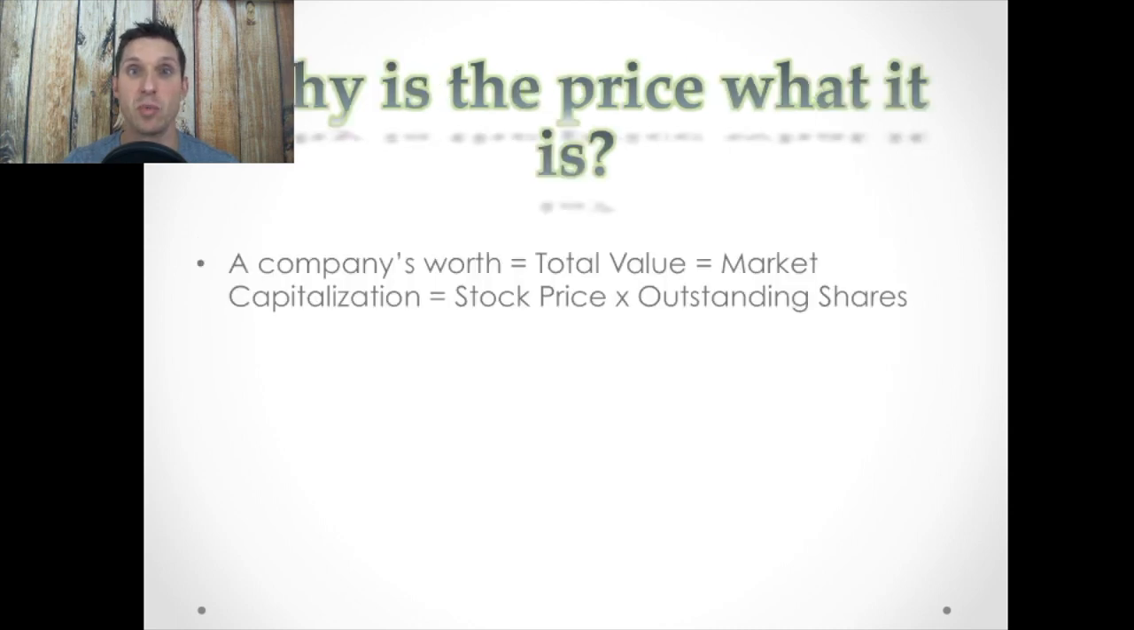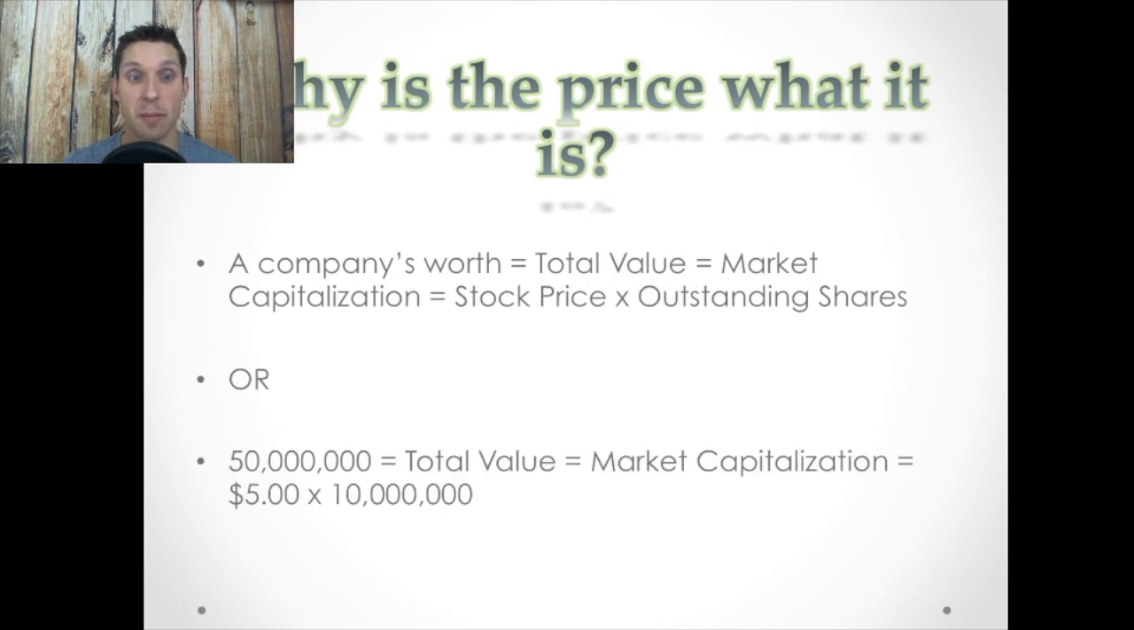So why is the price what it is? You take the company's worth, which equals the total value, which equals the market capitalization, which equals the stock price times the outstanding number of shares. In other words, if the company's worth $50 million, that equals its total value, which is its market capitalization. If you have $5 a share times 10,000 shares, you have your $50 million valuation.